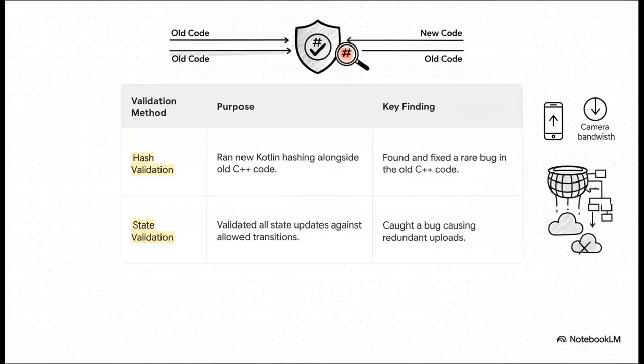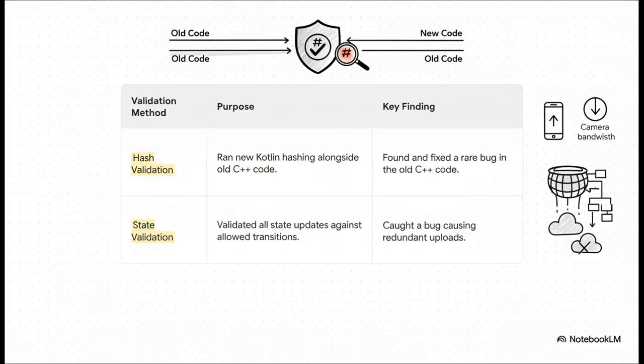Okay, this part is just so smart. To make the rollout safer, they ran the new code silently in the background right alongside the old code, just comparing the results. And get this, with the hash validation, not only did they prove their new code was perfect, they actually found and fixed a super rare, long-standing bug in the old C++ code.